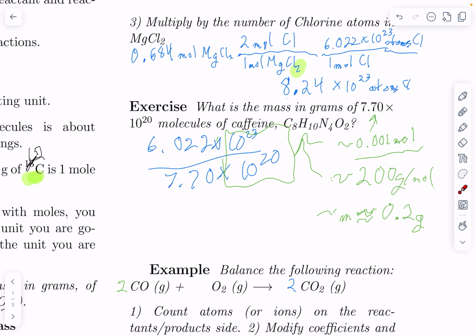Now, the molar mass of caffeine is around 200. So things 8 times 12, that's about 100, plus 10, that's another 10. 10 times 4 times 14, that's 56, and then 16 times 2, that's 32. You'll get around 200. I would say between 180 and 220. And then if you multiply those 2 numbers together, you get how many grams? And that's around 0.2 grams. Okay.